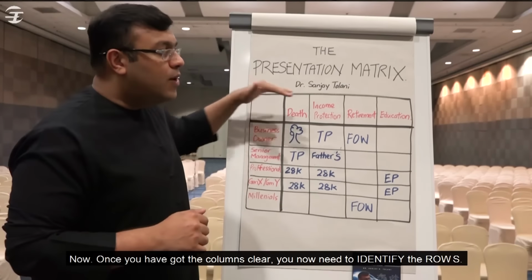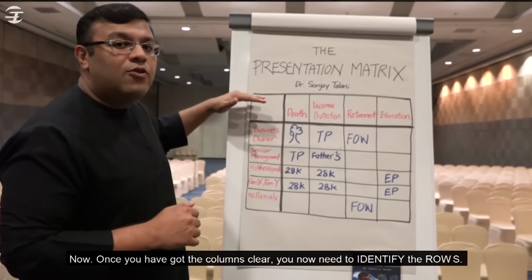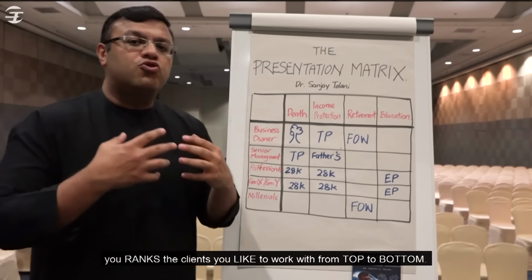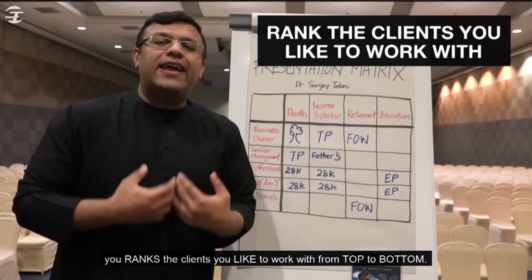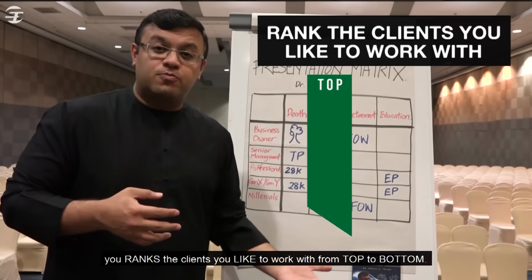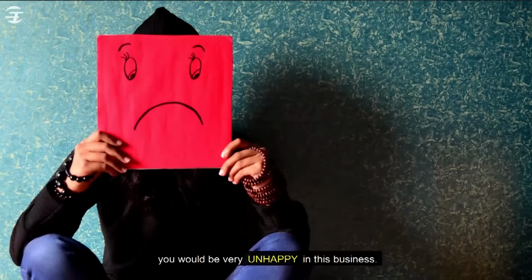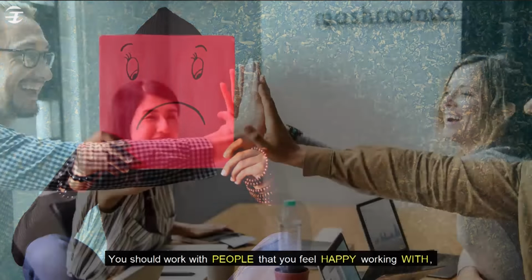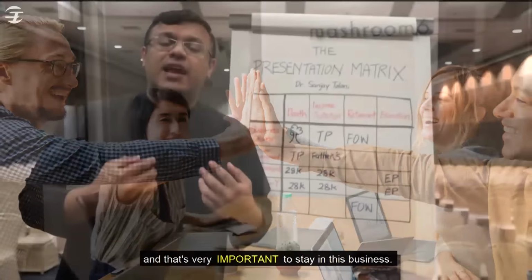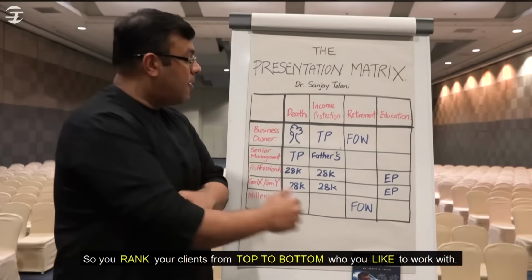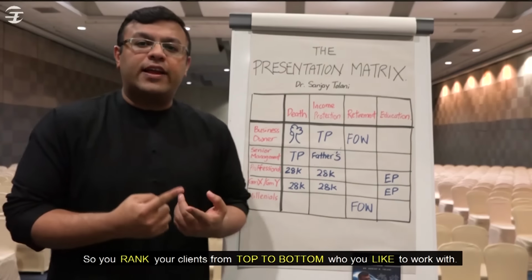Now, once you have got the columns clear, you now need to identify the rows. The rows are very simple. You rank the clients you like to work with from top to bottom. Because if you don't understand who you like to work with, you will be very unhappy in this business. You should work with people that you feel happy working with. And that's very important to stay in this business. So you'll rank your clients from top to bottom, who you like to work with.